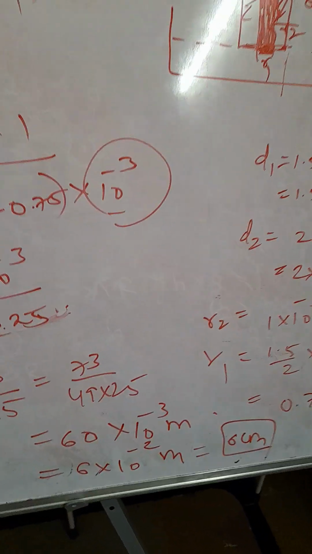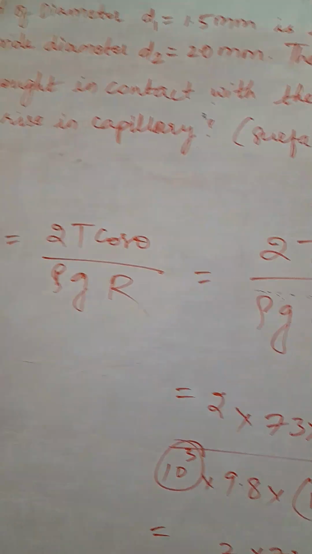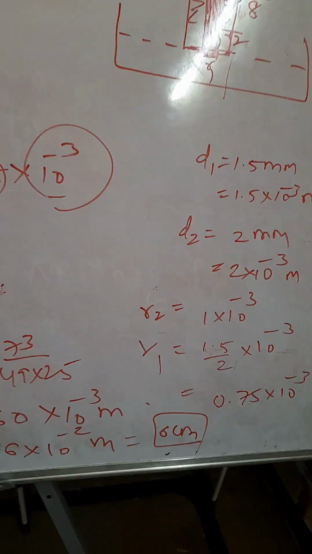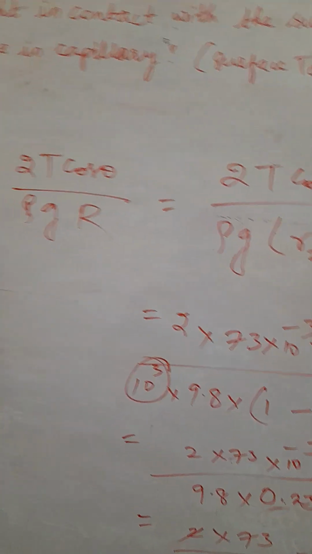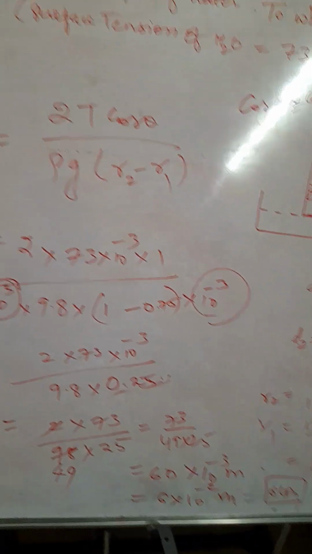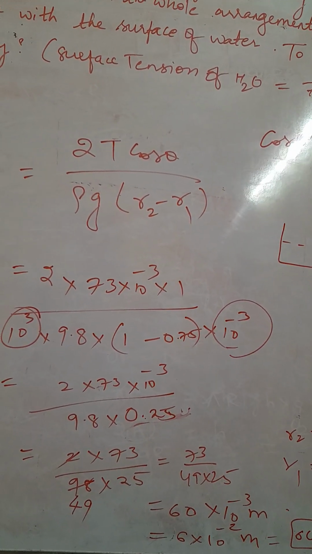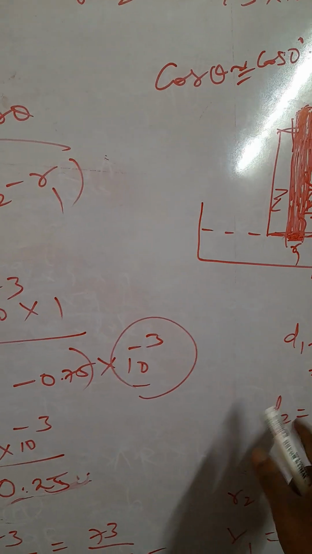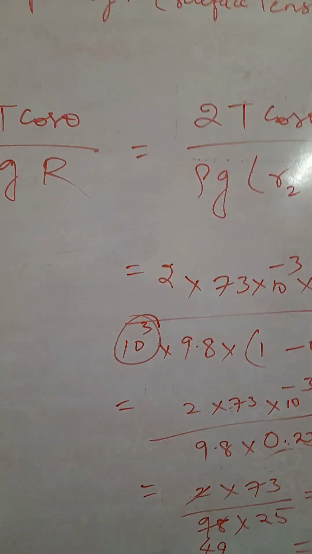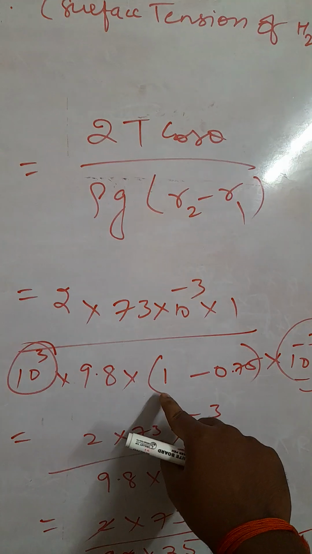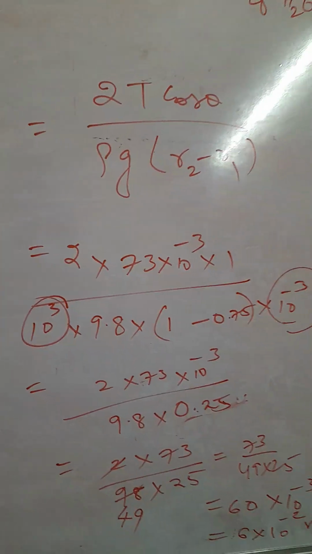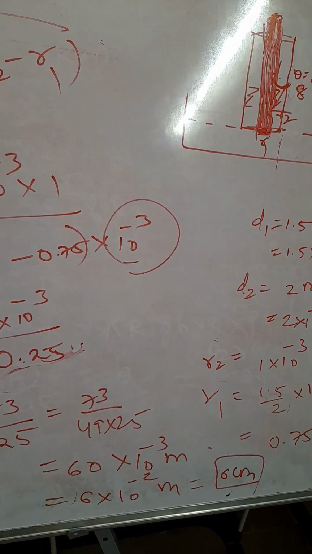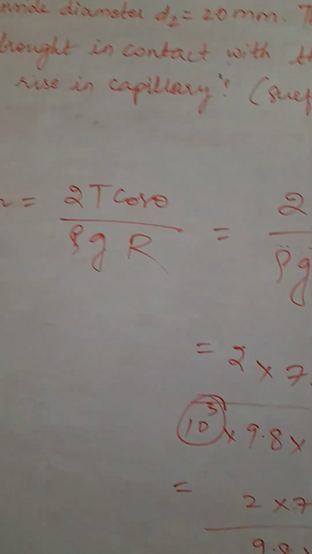So 6 centimeters is the height to which the liquid, in this case water, rises. So we can consider the height to be 6 centimeters. I think we can just use the formula and get the results. The calculation can be done in this way, or we can put the values of D1 and D2 directly, taking the by 2 to the numerator, and simplify. Irrespective, we'll get the answer as 6 into 10 power minus 2 meters, and then we have to convert it into centimeters. Okay, thank you.